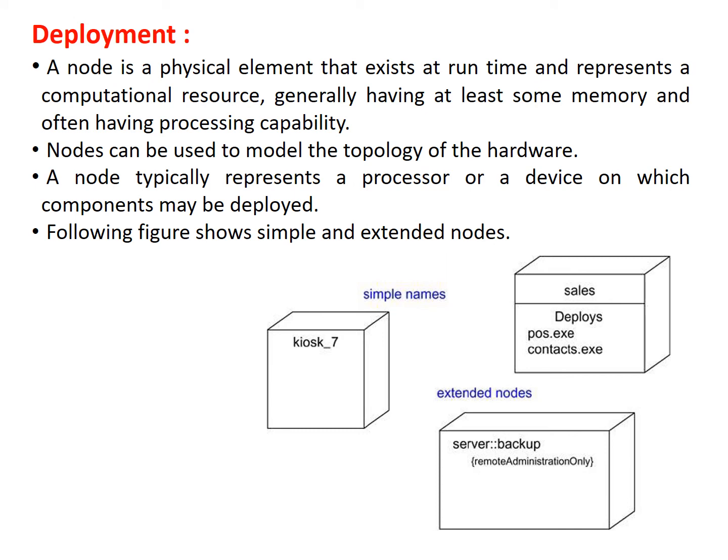Now, deployment. A node is a physical element that exists at runtime and represents a computational resource, generally having at least some memory and often having processing capability. Nodes can be used to model the topology of the hardware on which your system executes. A node typically represents a processor or a device on which components may be deployed. Here, the figure shows simple and extended nodes.